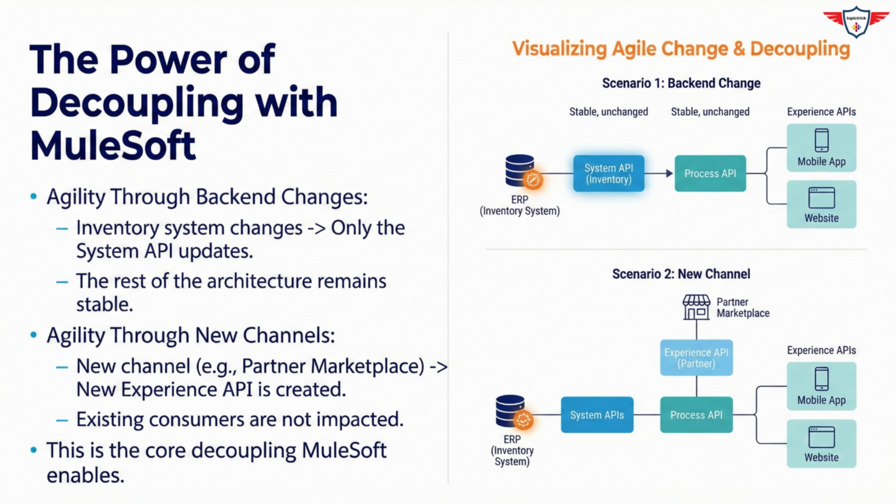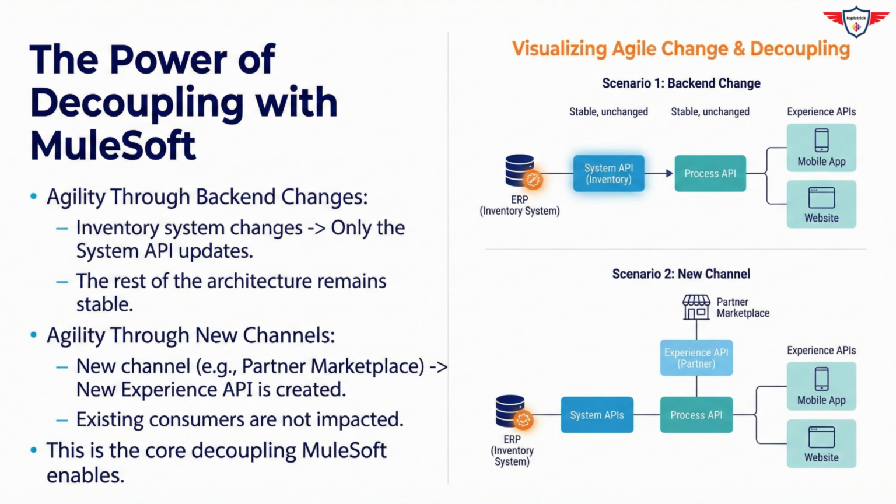Process APIs can combine this data to create business-level views, such as a unified customer profile or real-time order tracking. When the inventory system changes, only the system API needs to be updated. The rest of the architecture remains stable. When a new channel is introduced, such as a partner marketplace, a new Experience API can be created without impacting existing consumers. This is the kind of decoupling that MuleSoft is designed to enable.